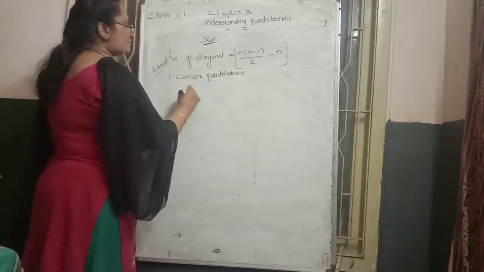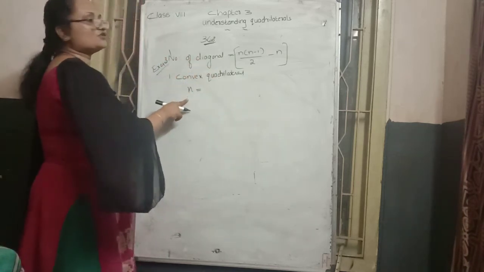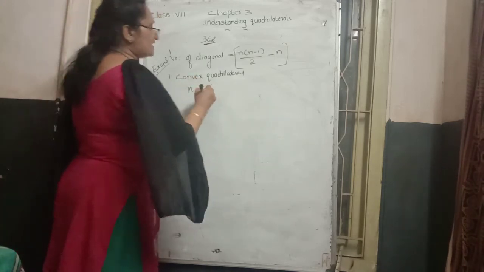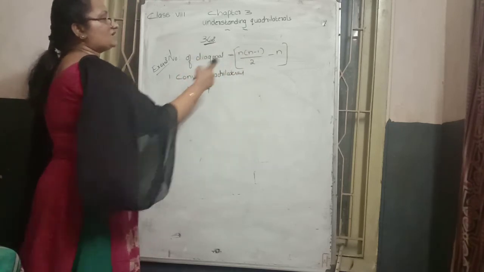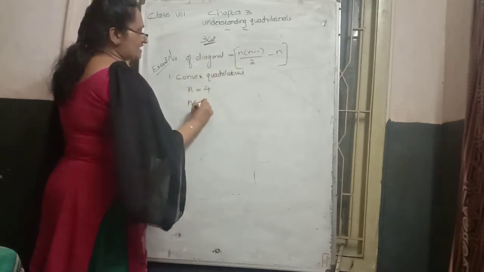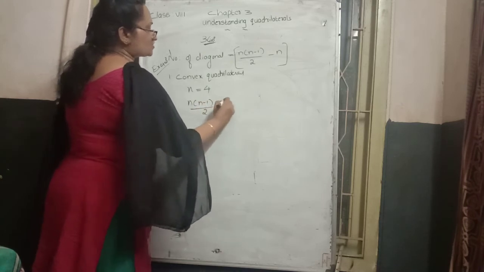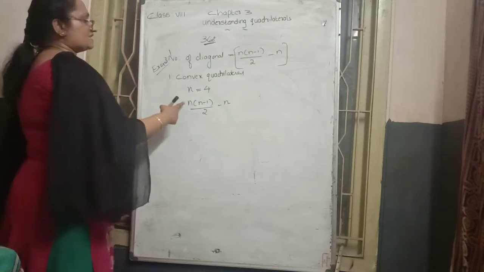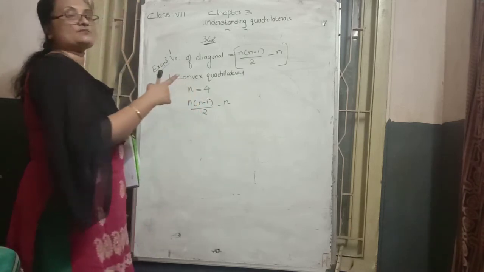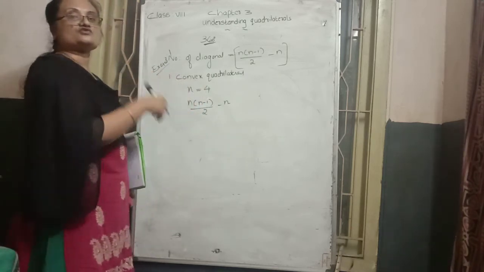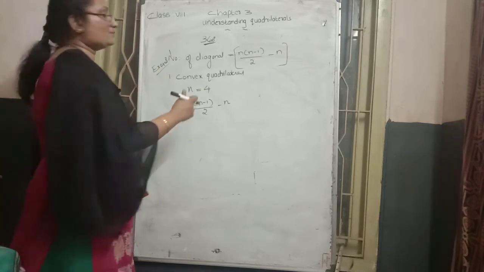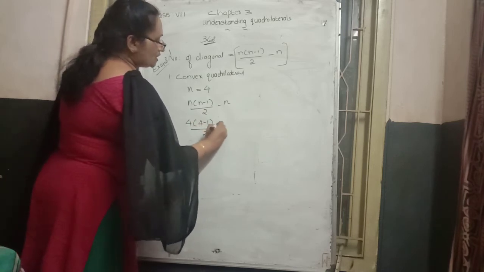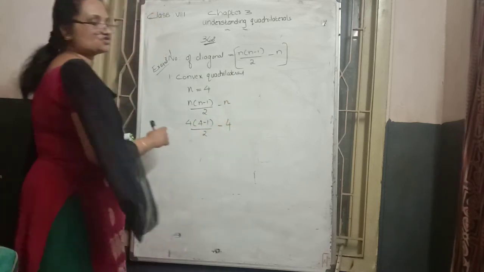We know that the number of sides is represented by n. A quadrilateral has how many sides? Usually 4 sides. The formula for finding the number of diagonals is n into (n minus 1) by 2 minus n. Where n is placed, we substitute 4, the number of sides. So 4 into (4 minus 1) by 2 minus 4.